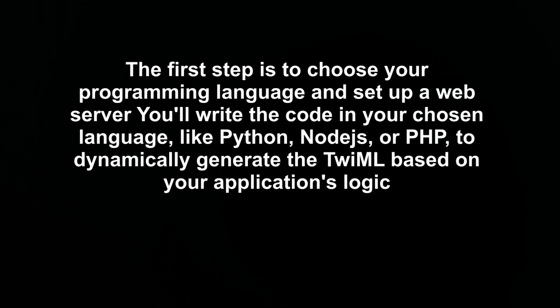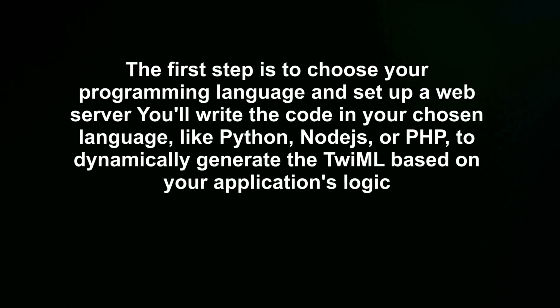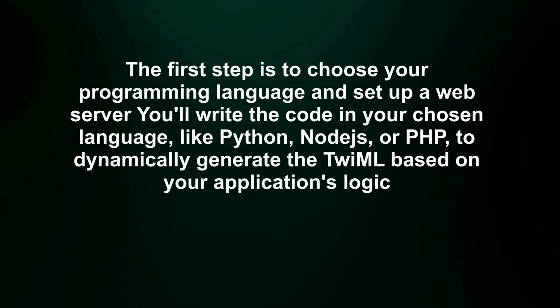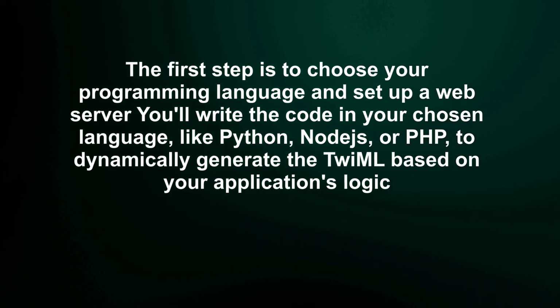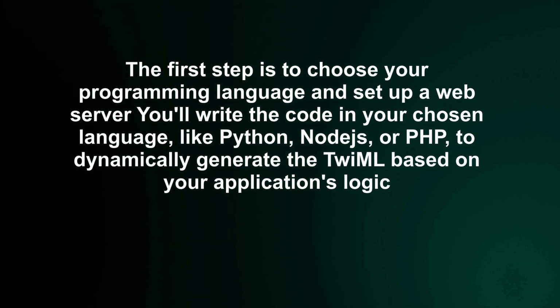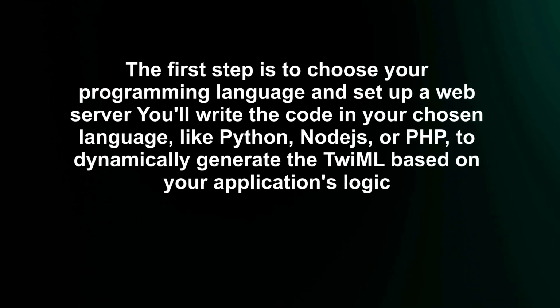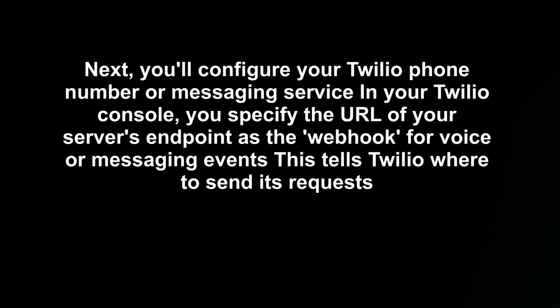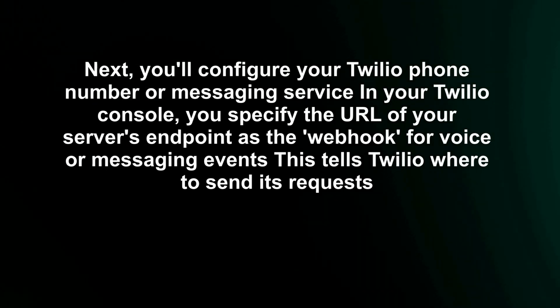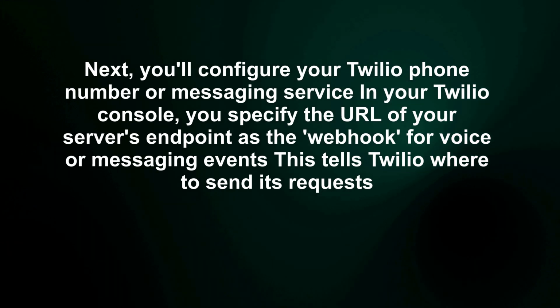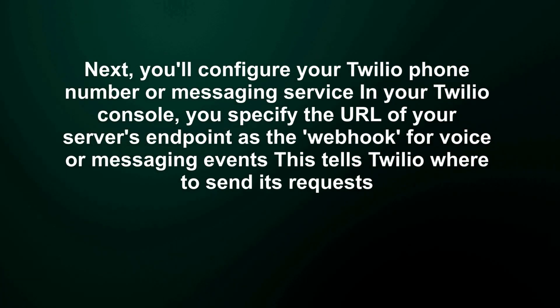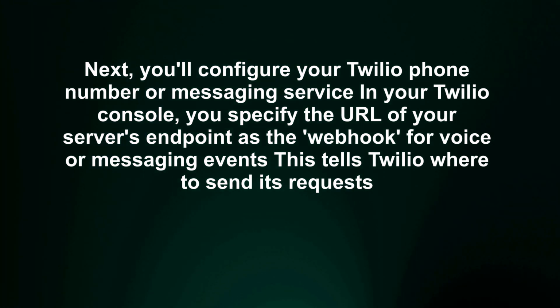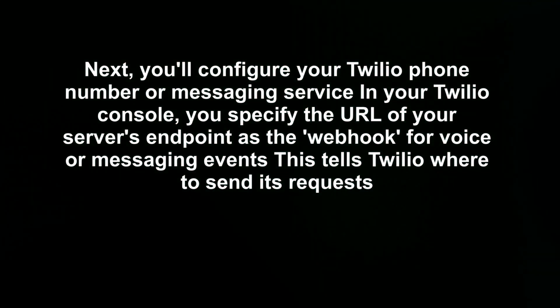The first step is to choose your programming language and set up a web server. You'll write the code in your chosen language, like Python, Node.js, or PHP, to dynamically generate the TwiML based on your application's logic. Next, you'll configure your Twilio phone number or messaging service in your Twilio console. You specify the URL of your server's endpoint as the webhook for voice or messaging events. This tells Twilio where to send its requests.